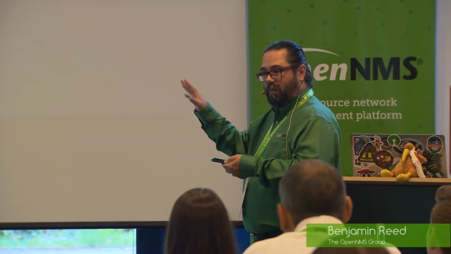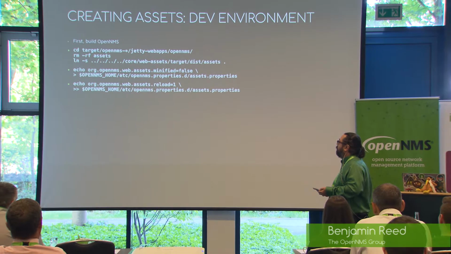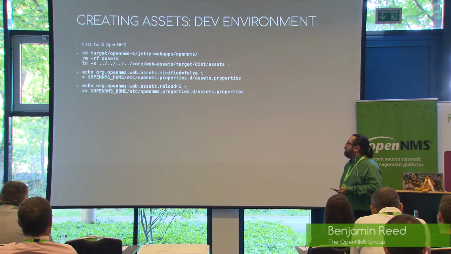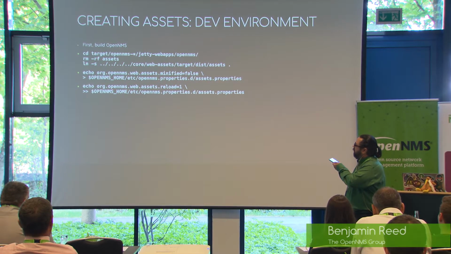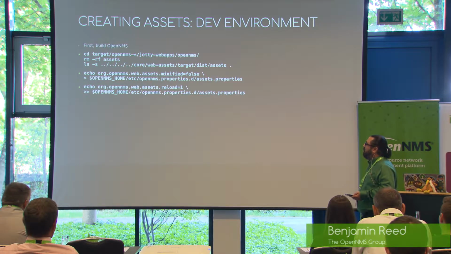So if you want to create an asset, you can do a few things to make the dev environment a little easier. First, you build OpenNMS. Then you can go and essentially delete the assets directory from your running OpenNMS install and symlink it into the target dist assets directory in the web assets build. And then you can set a few properties like that. minified equals false makes it so that by default, while you're developing, it will always serve the non-minified versions.